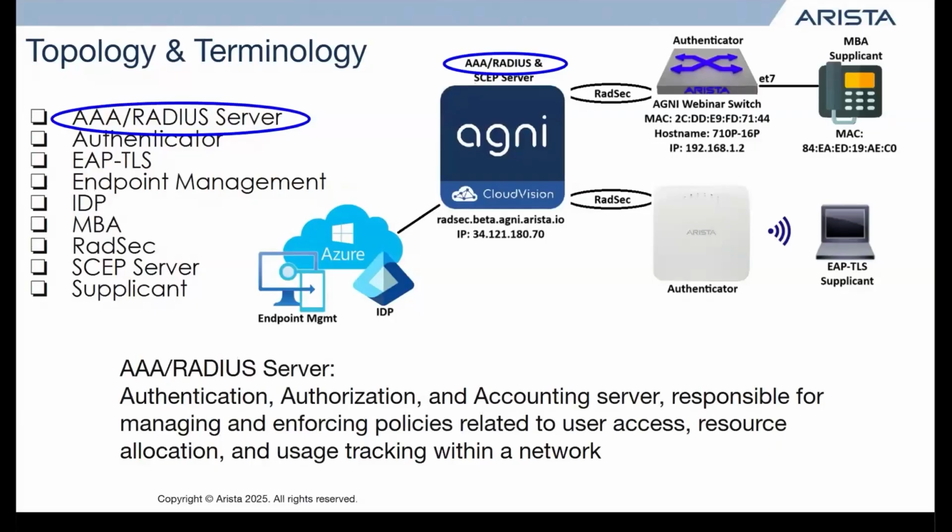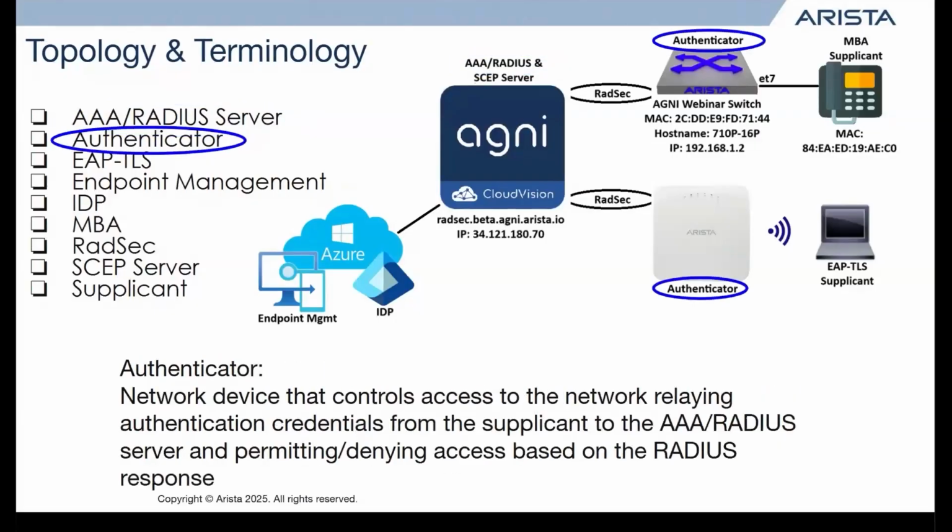Authenticators act as the gatekeepers to the network. In this example, the campus switch and access point receive the initial connection request from a user or supplicant and initiate the authentication process by relaying credentials from the supplicant to the Radius server, permitting or denying access to the network based on the Radius response.